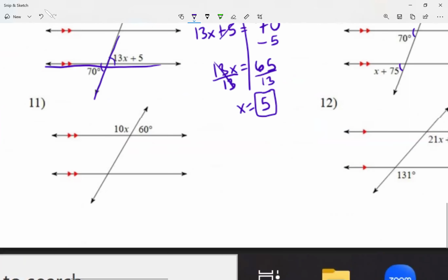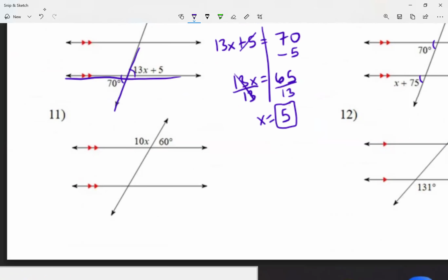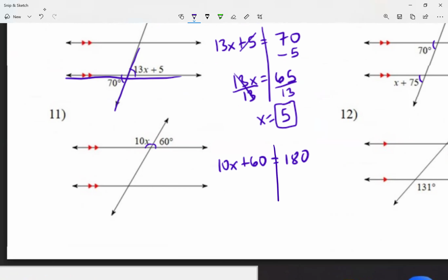Let's take a look at number 11. Now this angle, 10x and 60, they seem to be adjacent. Now remember, adjacent angles, they add up to 180. So I'm going to add these two angles, 10x plus 60, and I'm going to let this equal to 180. That's what happens with adjacent angles. Let me separate them through the equal sign. This plus 60, let me move it over as a minus 60 because I want the 10x by itself.